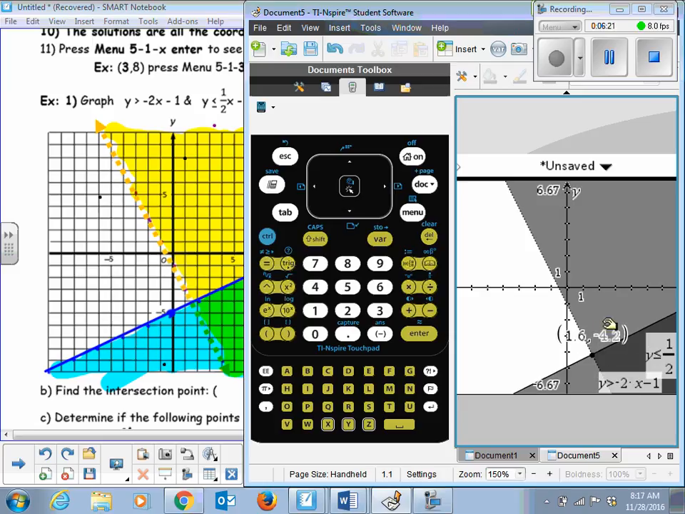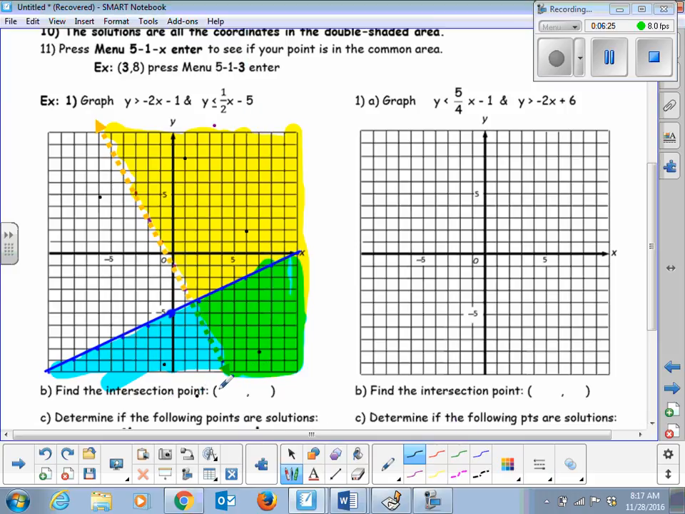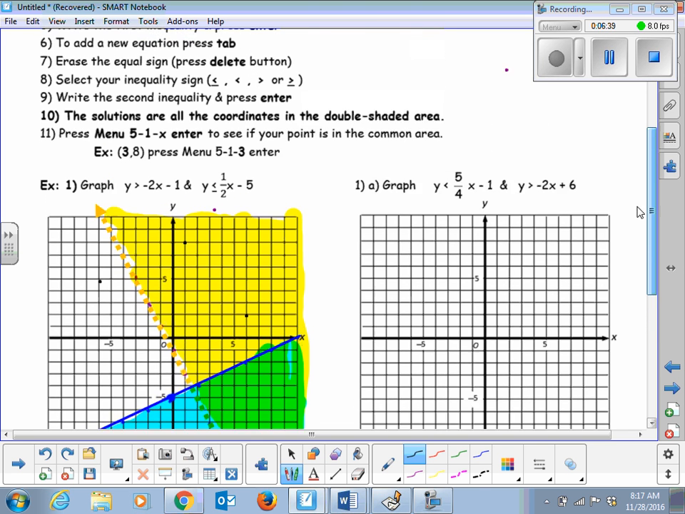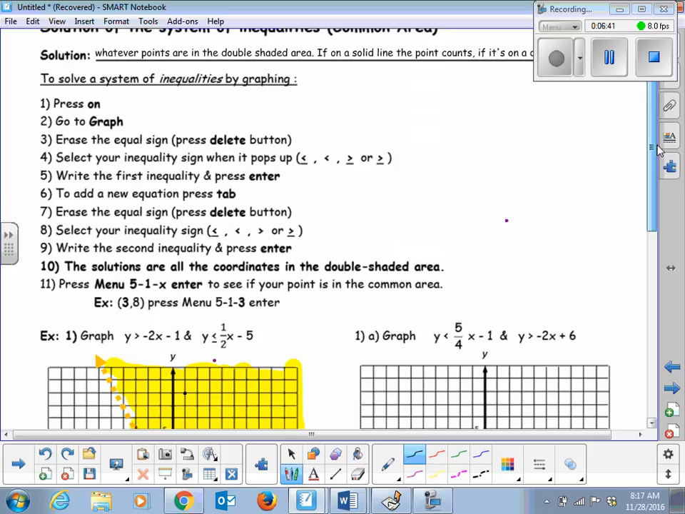So we have 1.6, comma, -4.2. So we have 1.6, and then -4.2. Okay, so y'all really should be good about getting the graphs on here, but let me know if you have any questions. Remember, get your graphs on it, check the points at the bottom, and then menu 64 for that intersection.